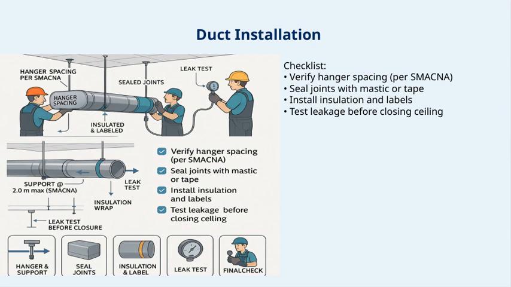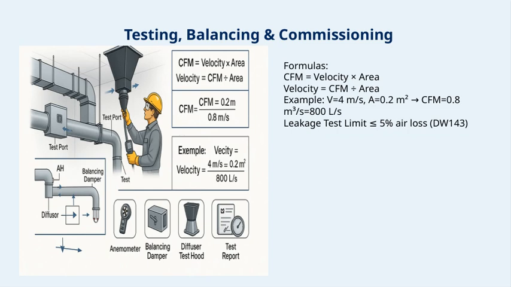After sealing, the installation of insulation and labels comes next. Insulation helps with thermal performance, and labels are important for future maintenance or troubleshooting. Finally, before closing up the ceiling, always test for leakage. Checking for leaks at this stage allows us to catch any issues early, saving time and effort later. By following these key points, we ensure a reliable, efficient duct system that aligns with our overall goal of quality and performance. Now, let's move on to the section on testing, balancing, and commissioning.